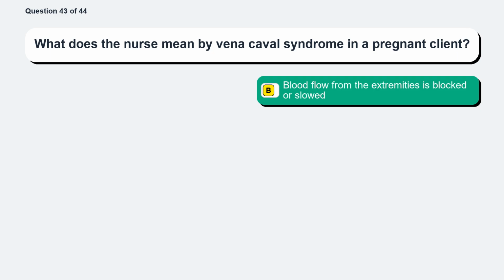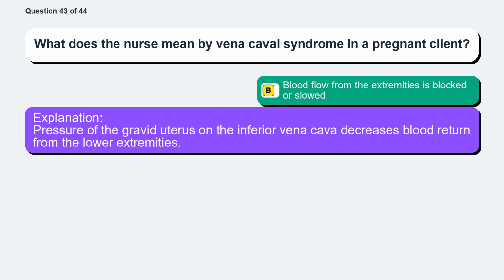The correct answer is option B. Blood flow from the extremities is blocked or slowed. Pressure of the gravid uterus on the inferior vena cava decreases blood return from the lower extremities.